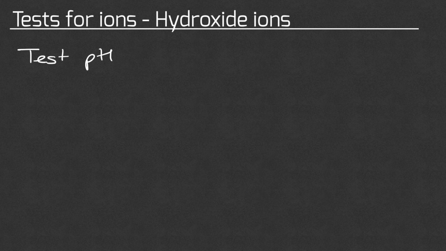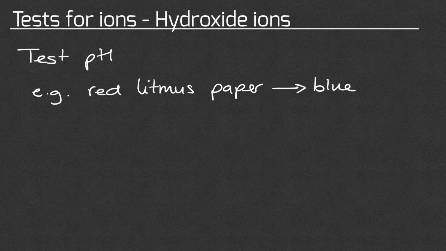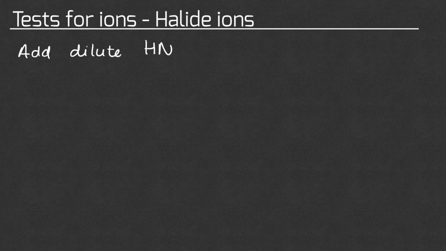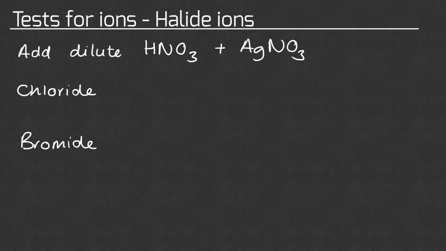To test for hydroxide ions, we just need to test the pH of the sample. So, for example, this can be done by using red litmus paper, which will turn blue. To test for halide ions, you need to add dilute nitric acid and some silver nitrate. We're going to look at the results for 3 halides: chloride ions, bromide ions, and iodide ions.